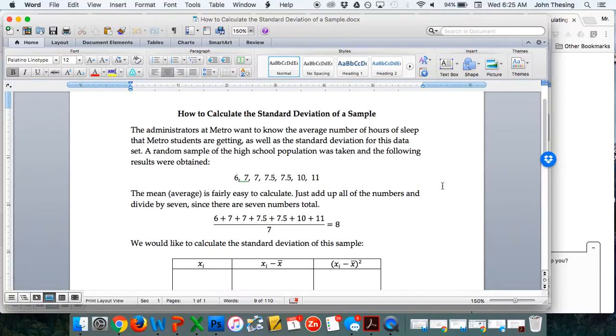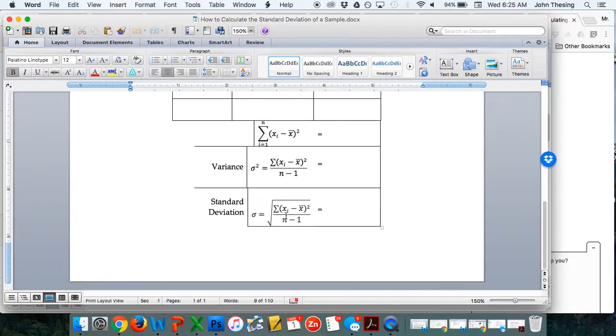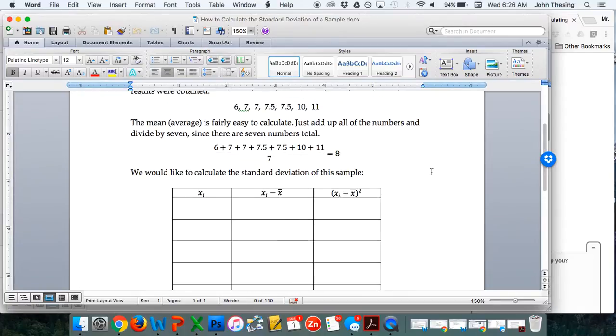So let's go through this, and I hope I can help this make sense for you guys. It looks awful, it looks terrible, but it actually is quite simple once you get the hang of it.